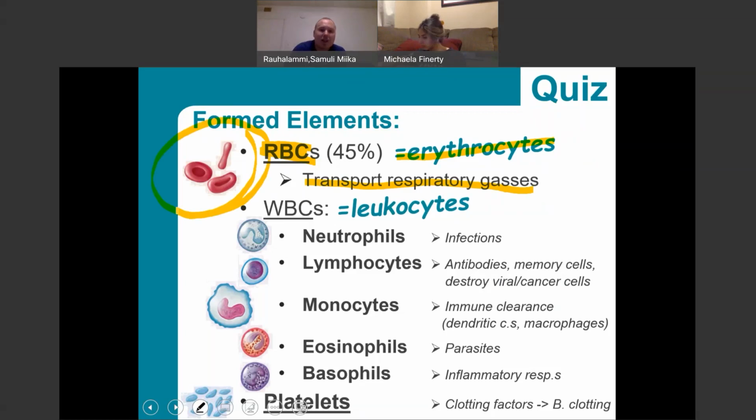Then you are going to be asked to identify white blood cells, so you can drag the name to the right picture. Remember that white blood cells, we rather use the term leukocytes when we talk about them. The neutrophils were these white blood cells that had a significant role in infections. Lymphocytes, more to do with antibodies, memory cells, destroying any virus-infected cells or cancerous cells.